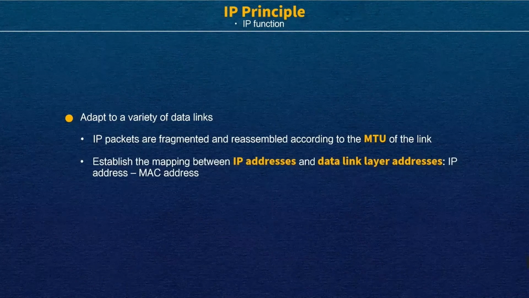And the second one, we can establish the mapping between the IP address and the data link layer address. So this is also a function of IP. And the typical application is IP address and MAC address mapping. In this process we talk about ARP. So this is a function to get the relationship between the IP and the MAC address information, because when we do the encapsulation, we need this information. So this is the third part.